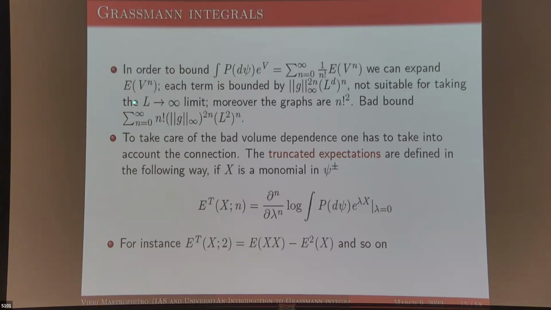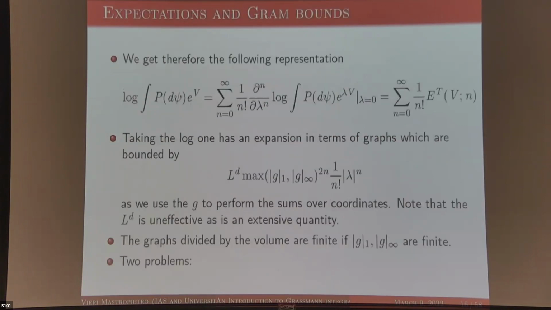Then let's try to expand the log. If you expand the log, then you write the log of P of psi in terms of what are called cumulants. Okay, the cumulants are much better. This is proportional to a single volume, not volume to the n. If you expand these cumulants, you get n factorial squared terms, which are the famous Pfaffian diagrams. So each term is not bad. You get a volume times G1, G infinity, where G is the 2-point function, times 1 over n factorial. So this is the bound you get.